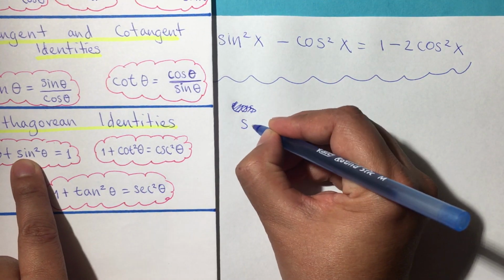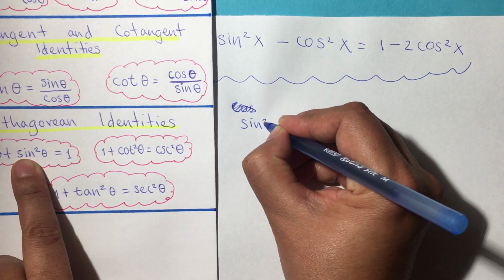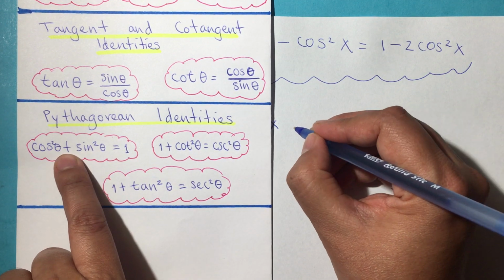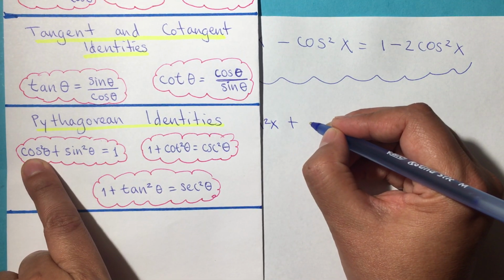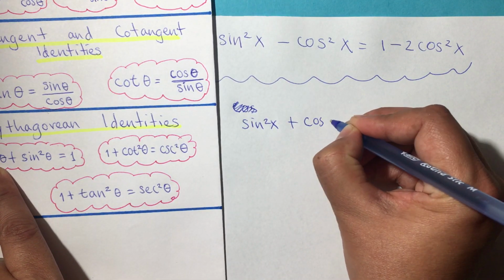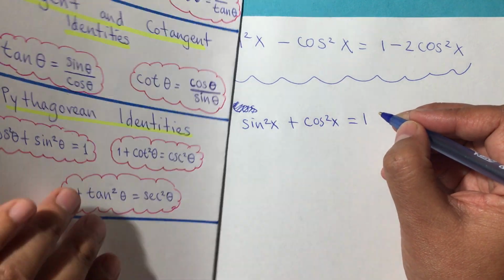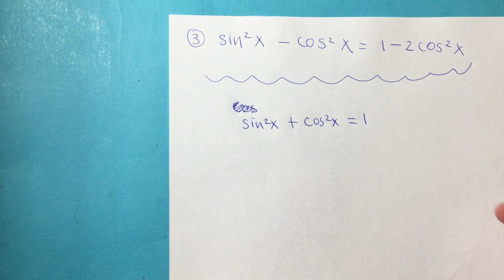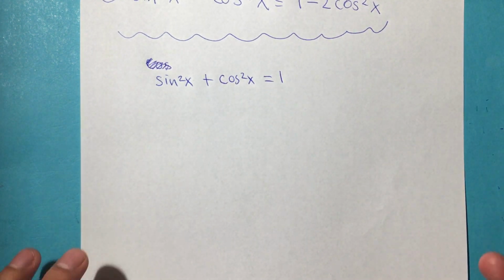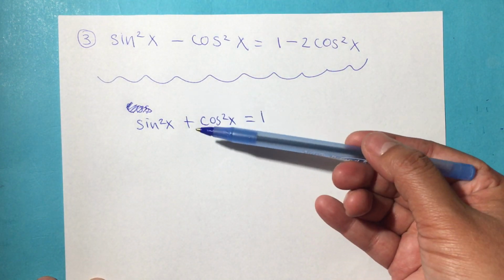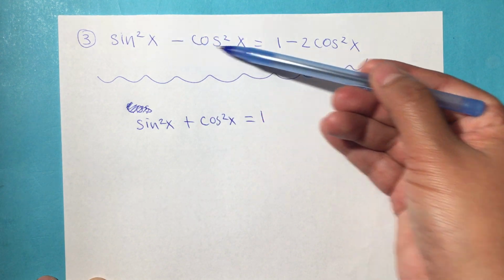Sine square of x plus cosine square of x equals 1. Okay, you are able to switch the order of those because addition is commutative. And so I have to get from here to this.